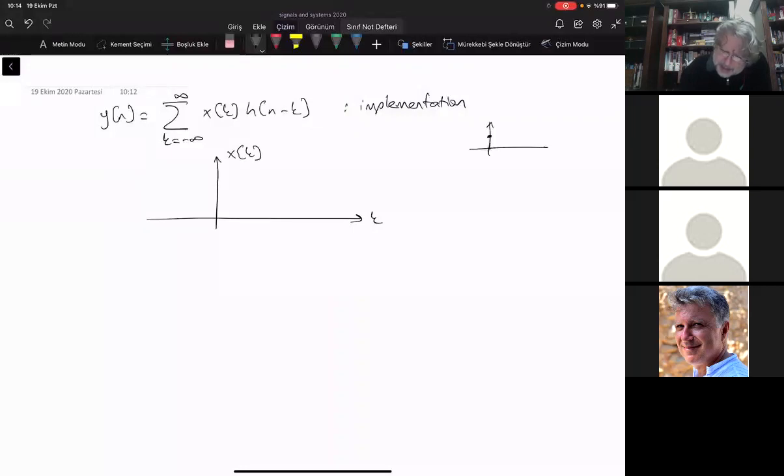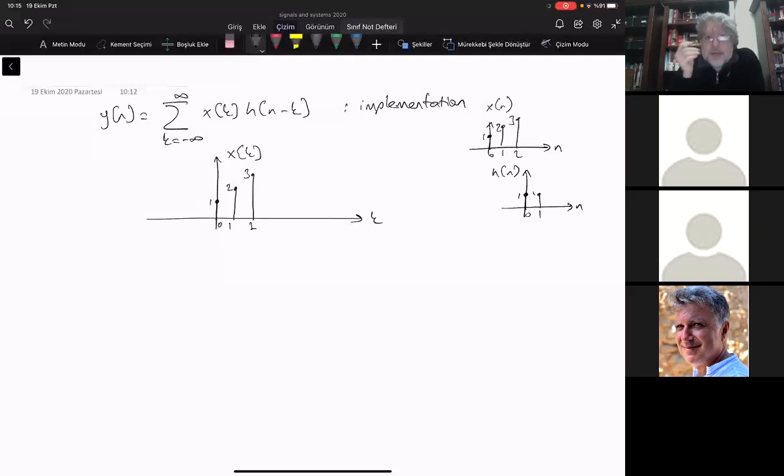Let's say that x of k is this: 1, 2, and 3, at 0, 1, and 2. This is x of n over n, so x of k will look the same. A simple toy example. And then I will have an h of n, which is even easier because this is just a toy example, as I say. It is 1 and 1, at 0 and 1.